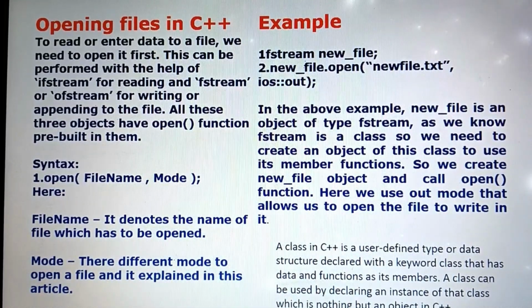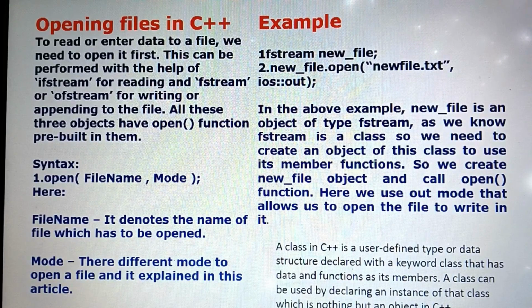A class in C++ is a user-defined data type or data structure declared with the keyword class that contains data and functions as its members. A class can be used by declaring the instance of that class, which is nothing but an object in C++. After creating the object of the class only, we can use the functions. Which functions or data are contained in the class fstream? How to use those functions? How to use that data? First we have to create the object of that class. With the object name we can use these functions.